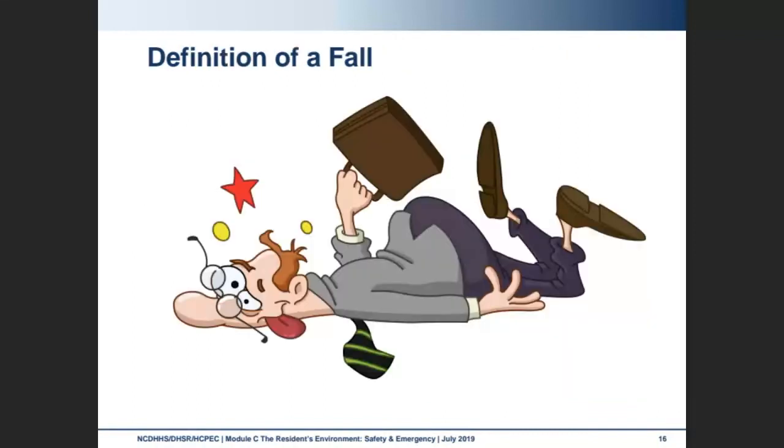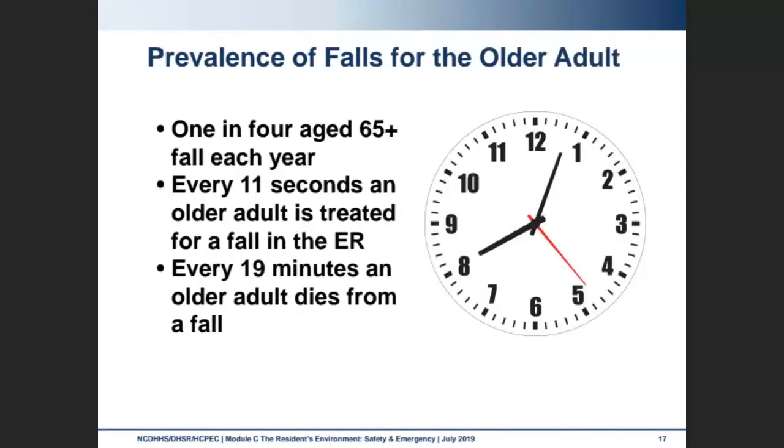So when we talk about falls, a fall is unintentionally coming to rest on the ground floor or other lower level. It's any sudden, uncontrollable descent from a higher level to a lower level, which may result in injury. 1 in 4 Americans aged 65 or older falls each year. And every 11 seconds, an older adult is treated in the emergency room for a fall. Every 19 minutes, an older adult dies from a fall. So it's not something to take lightly. This is something that we really need to make sure we're aware of and keeping our residents safe. And I have some other statistics here for you as well.